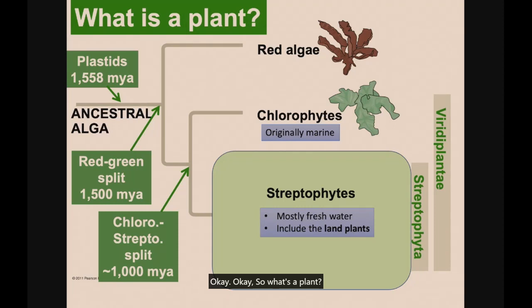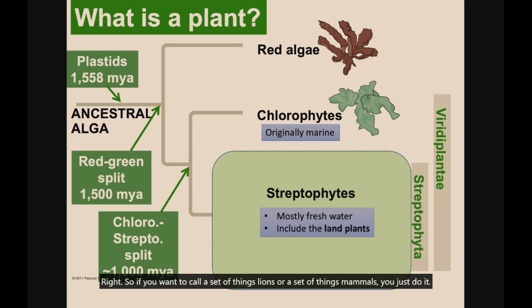Okay, so what's a plant? A plant is what we want to call it. We can define it however we want. The important thing is the relationships of different groups, right? So if you want to call a set of things lions or a set of things mammals, you just do it whatever is convenient, right? That's fine. The truth, though, is the relationships among the different groups. So once you've settled on a name for something, stick to it. And that will be then your language.